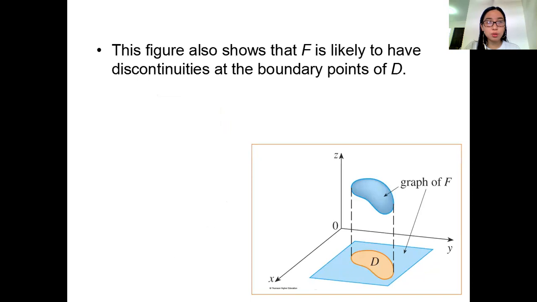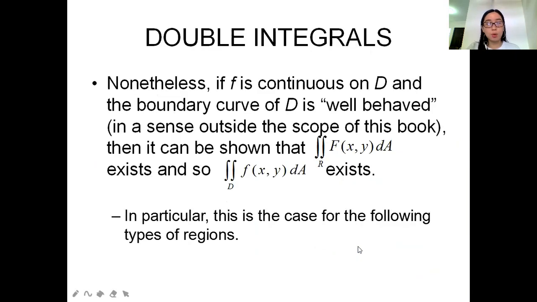These figures also show that capital F is likely to have discontinuities at the boundary points of D. Nonetheless, if f is continuous on D and the boundary curve of D is well behaved, in a sense outside the scope of this topic, then it can be shown that the double integral of f(x,y) dA exists.